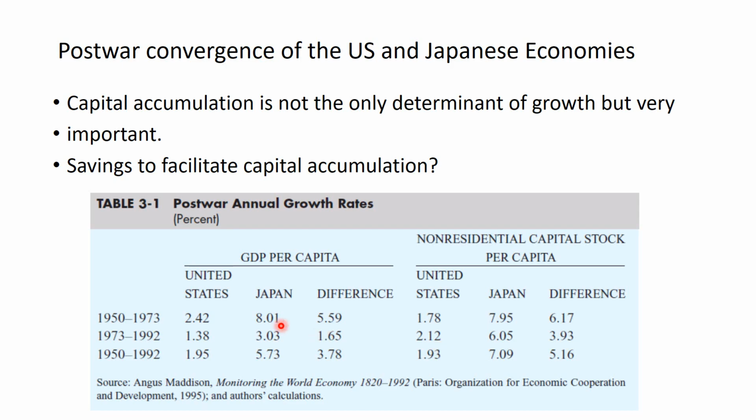And then, if you look on the left-hand side, the growth rates in GDP per capita were also exceeding the growth rates in GDP per capita in the United States. So I'll show you a little bit how we can use these figures in a second, but just at face value, what the table seems to suggest is that capital accumulation, although it might not be the only determinant of growth, can be a very important determinant of growth.